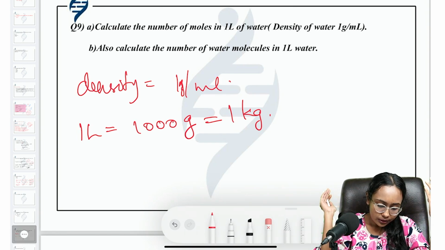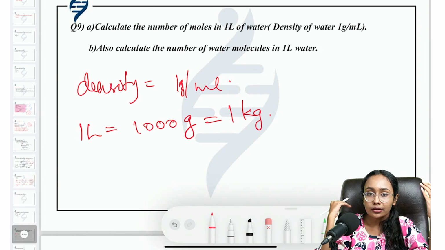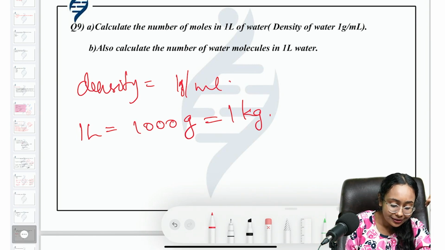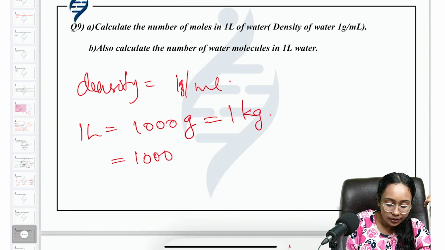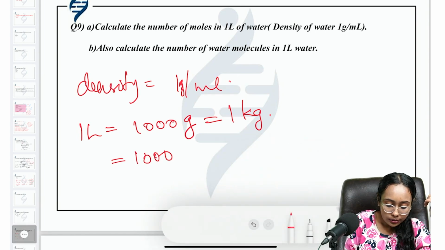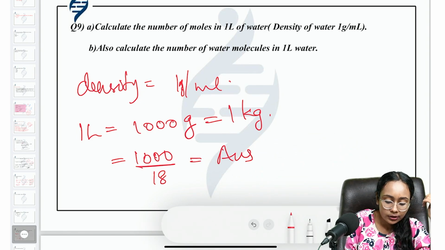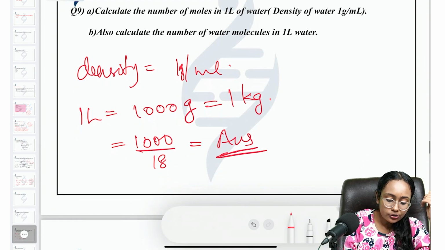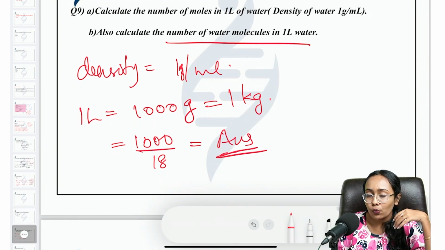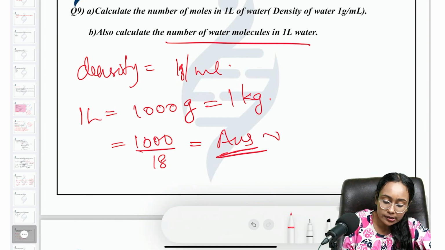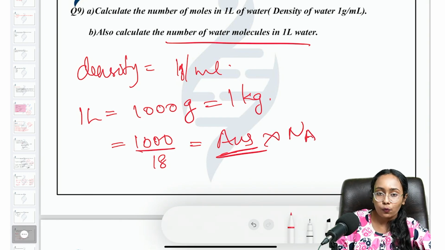So, in order to find the number of moles here, just divide the given mass by the molar mass. How will we do that? The given mass is 1000 divided by the molar mass 18. 18 for water, H2O. You'll find the answer here. That will be the number of moles. We also need to find the number of water molecules in 1 liter of water. If you have the number of moles, just multiply with the Avogadro number and you'll get the number of molecules. So this answer into Avogadro number Na will give you the number of water molecules in 1 liter of water. Alright?